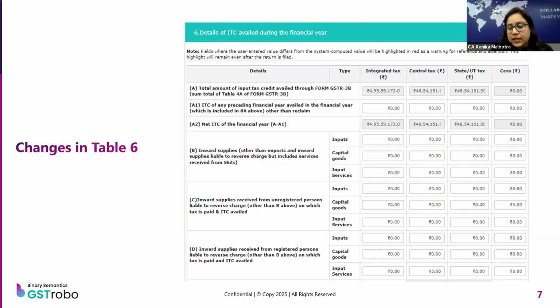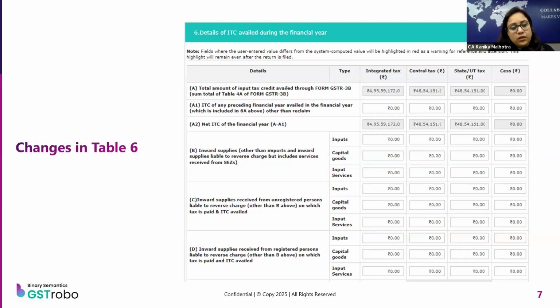It simply says that any ITC basically that belongs to financial year 23-24, other than reclaim, where you have not recorded and reversed it in the previous financial year and you are directly claiming it in this financial year, is appearing in your GSTR 2B for this financial year, so you need to mention it here. And the net ITC, that is 6A minus A1, what will it be reflecting? It is only reflecting the ITC for financial year 24-25.